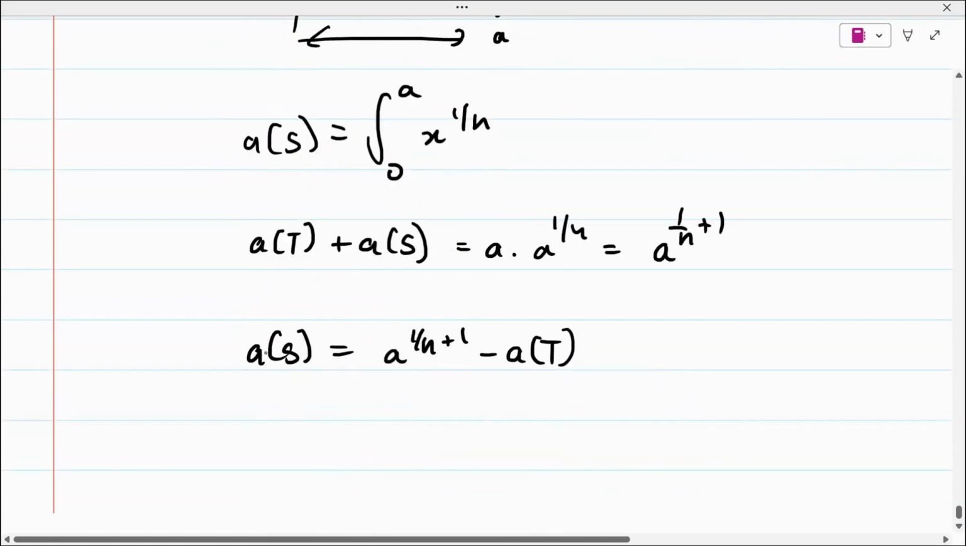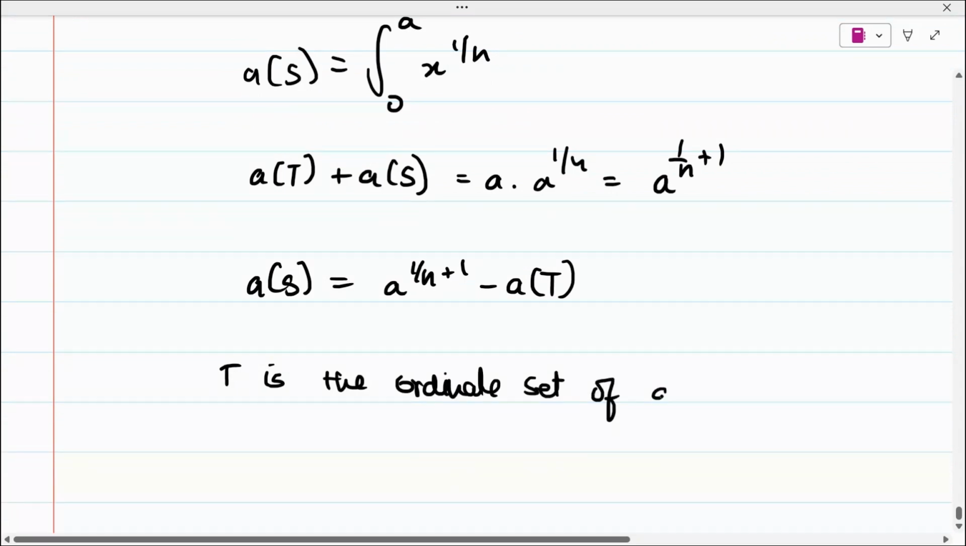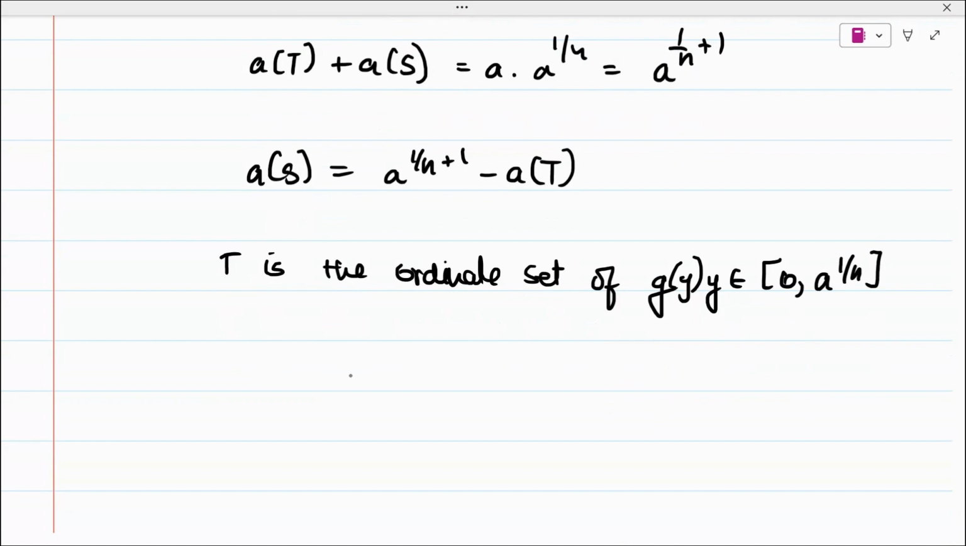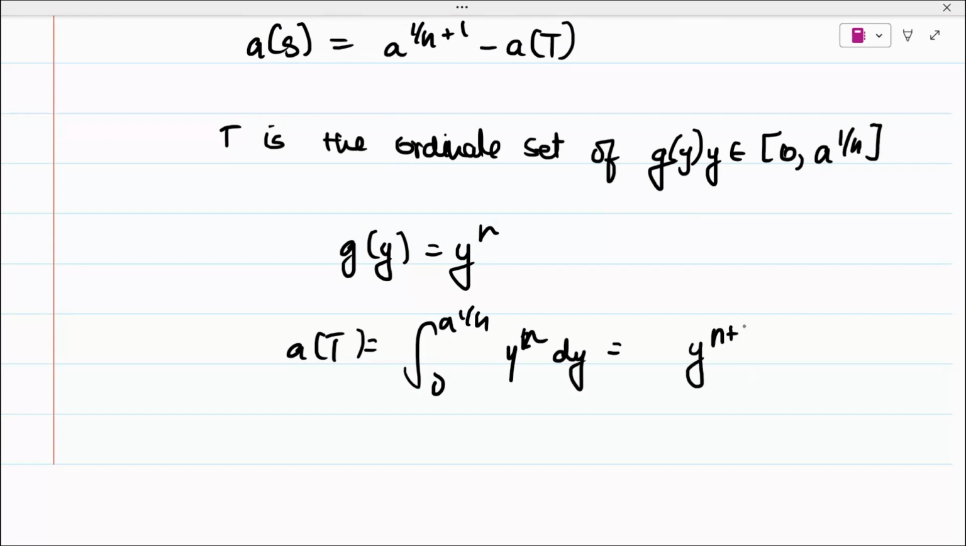And as we defined, T is the coordinate set of a function G defined on Y, the function of Y. So Y is a number from 0 to A to the power 1 by n. And G of Y is equal to y to the power n. So A of T is equal to the integral from 0 to A to the power 1 by n of y to the n dy, which is equal to y to the power n plus 1 over n plus 1.